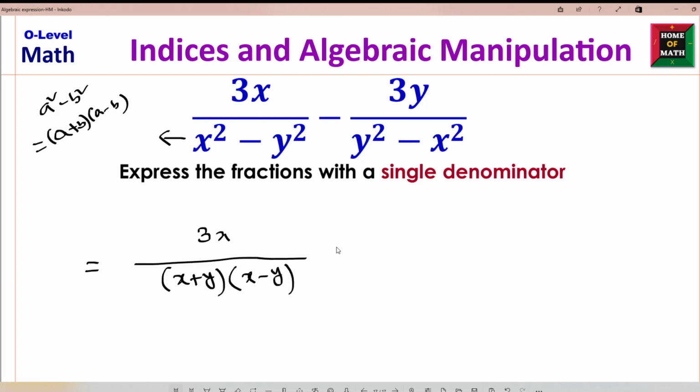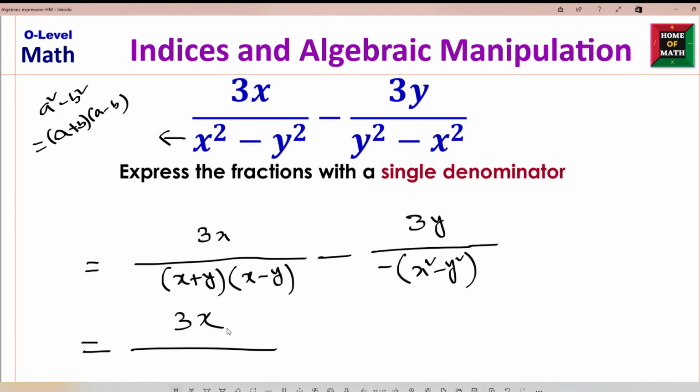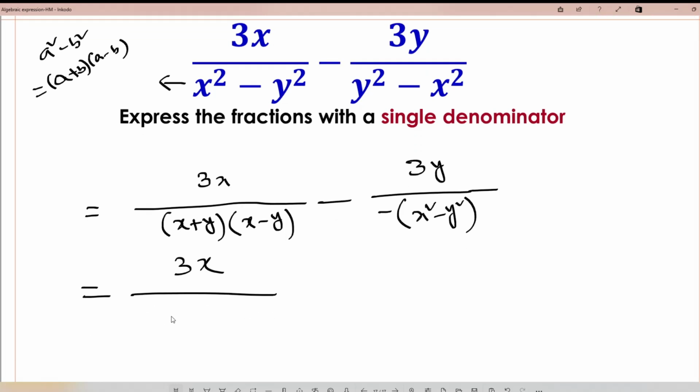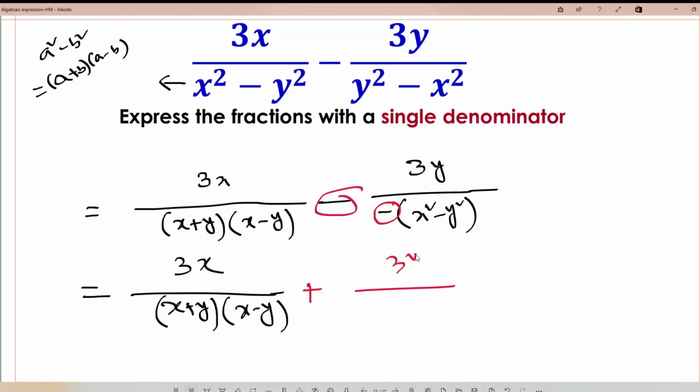And this one we need to do something like minus 3y. If we take common minus, it will become x square minus y square. Okay, so next line, 3x over x plus y into x minus y, and this minus, and then this minus also multiplies, it will become plus. So 3y, and this one also we can write x plus y, x minus y.